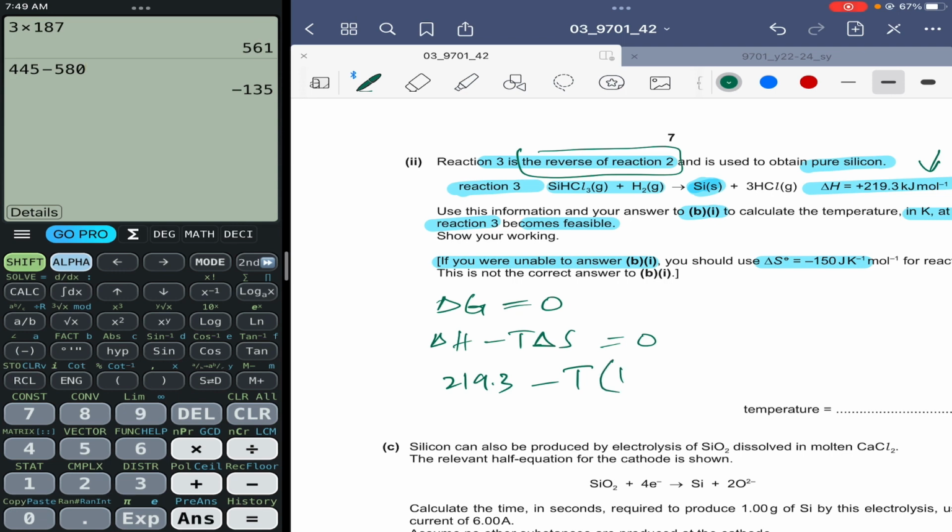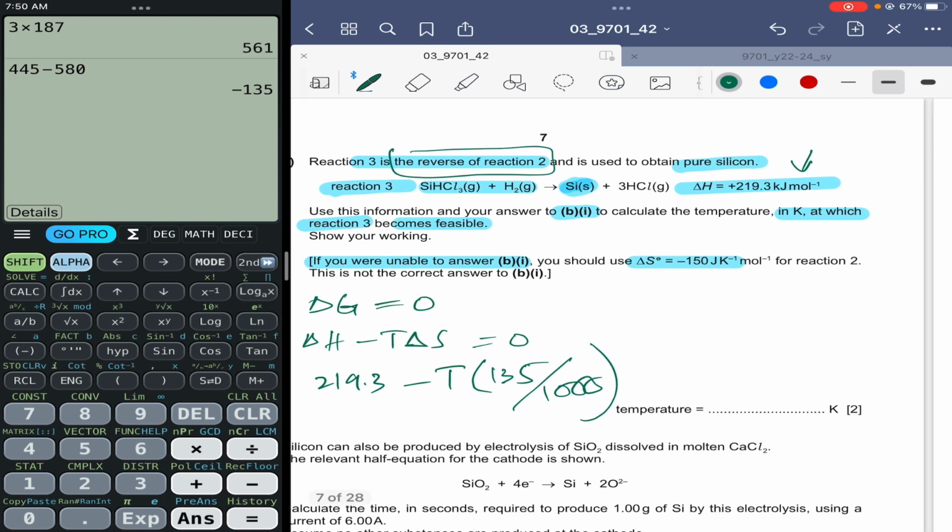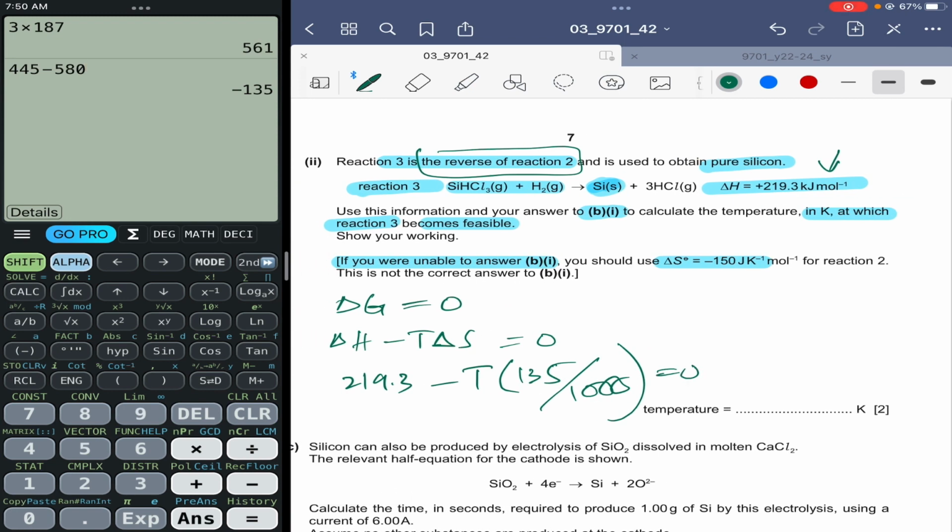Okay, that would be 135, and because delta S is in joules per Kelvin, we have to convert it into kilojoules. To convert it into kilojoules, we divide it by 1000. Now we have to calculate the temperature. This whole value is equal to 0. So 135 divided by 1000, that is 0.135.